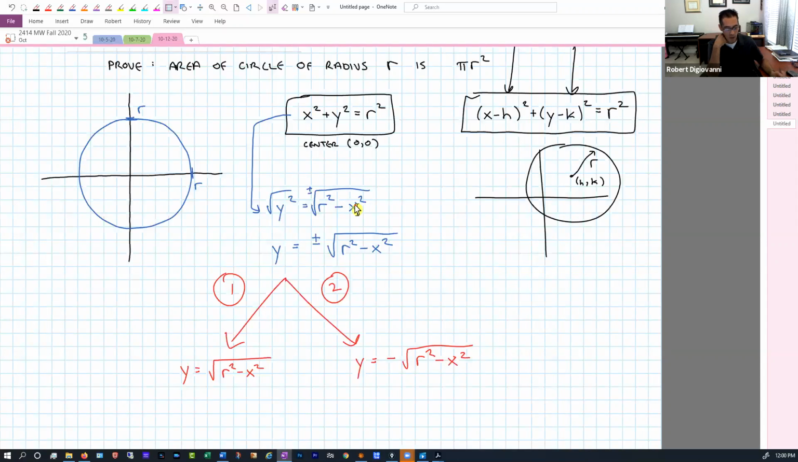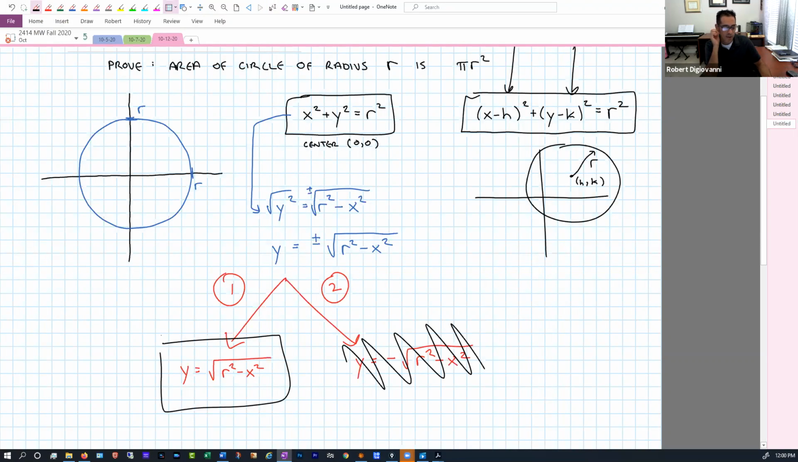Each of those. So I'm going to ignore this one and just focus my attention on this one. And even better, I'm only going to focus my attention on that function right here in the first quadrant. Because if I can find the area that's in yellow, then I can just multiply that times 4, and that would give me the area of the whole thing, wouldn't it?